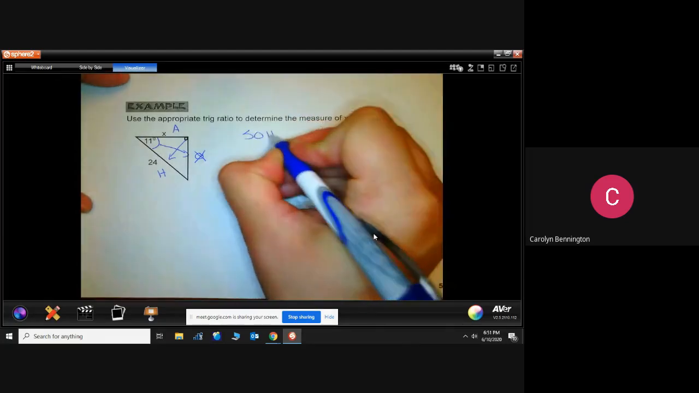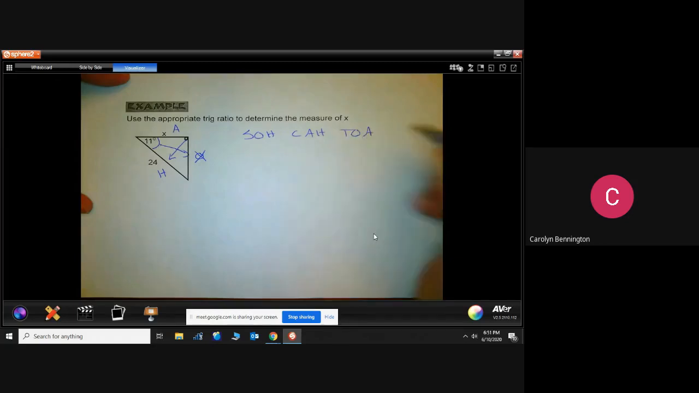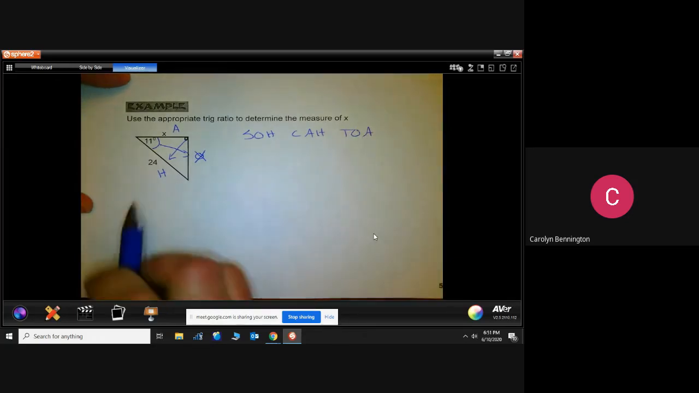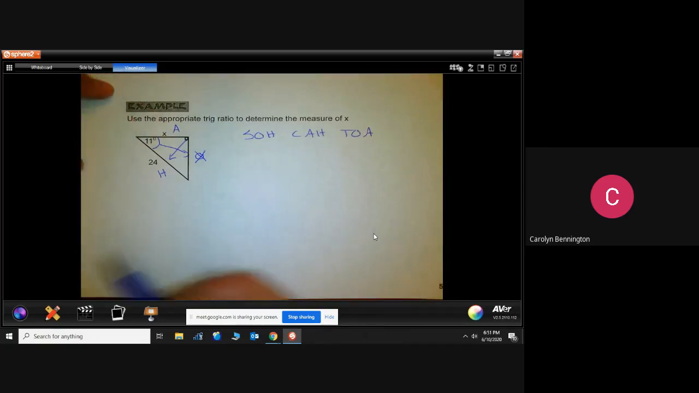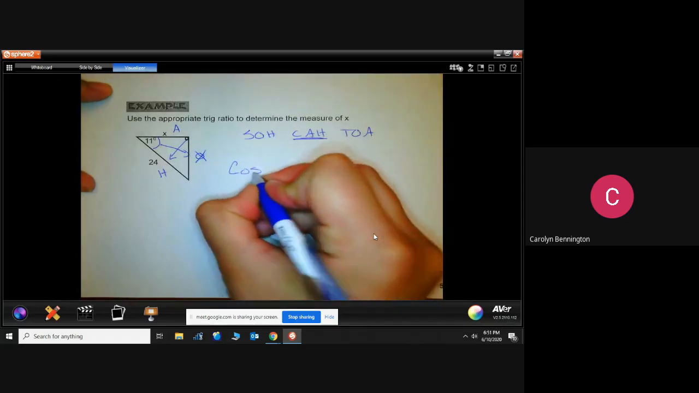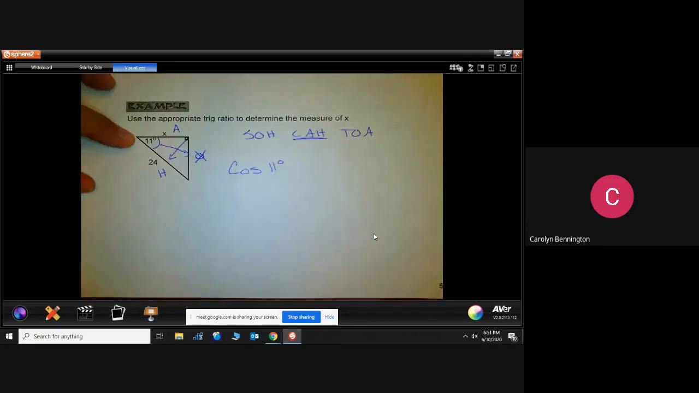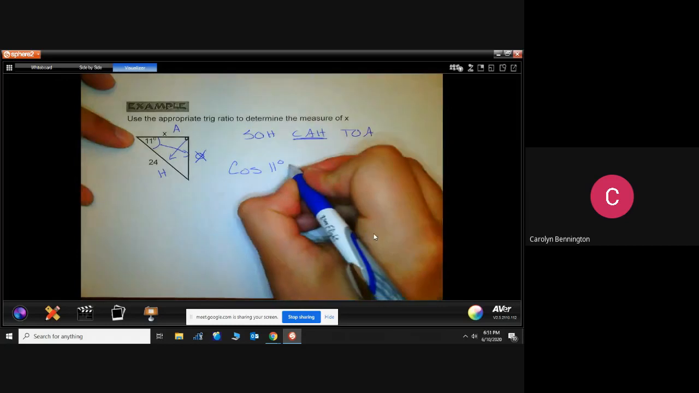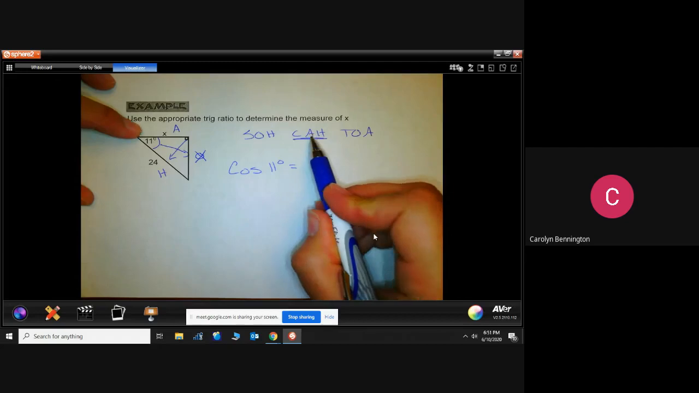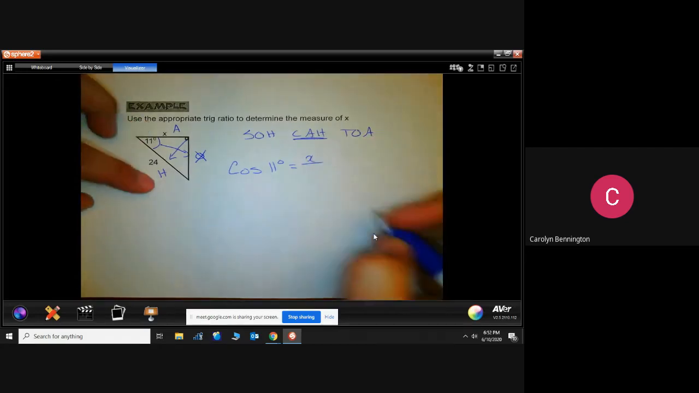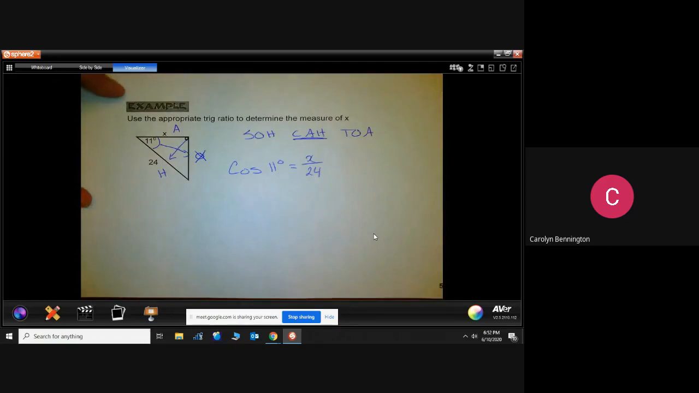So now we need to look at SOHCAHTOA and see what our two sides match up with. So we have an adjacent side and the hypotenuse. So which one of these three has an adjacent and hypotenuse? The CA part has our adjacent side and our hypotenuse. So therefore, we're going to use cosine of our angle of 11 degrees. So our cosine of 11 degrees equals the adjacent side, which is x, over the hypotenuse of 24.